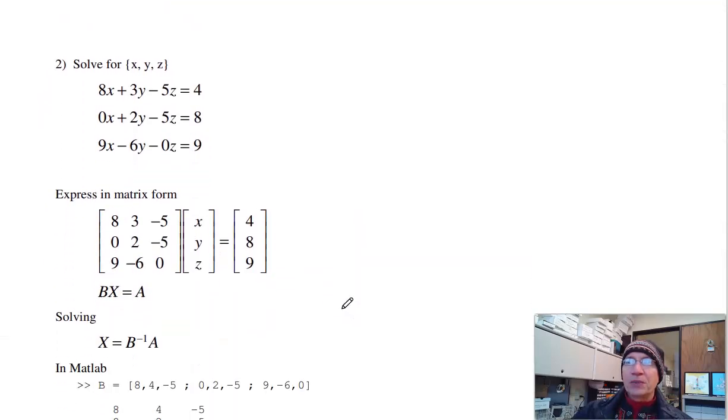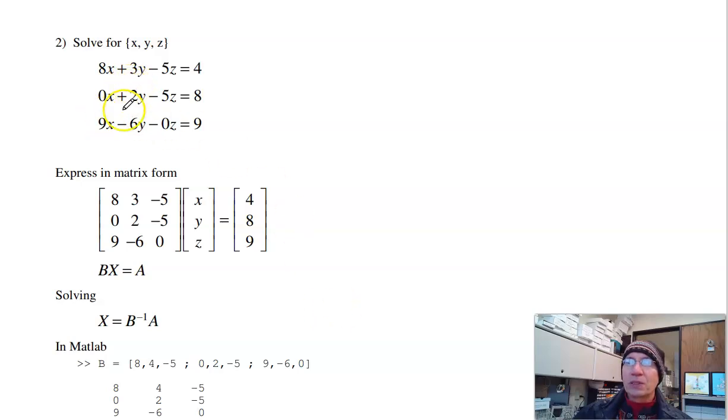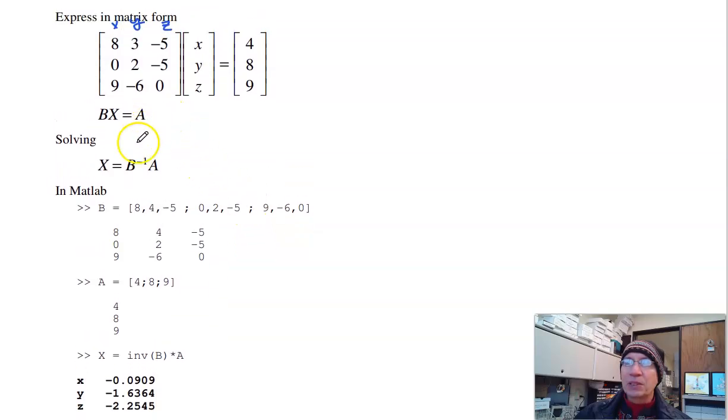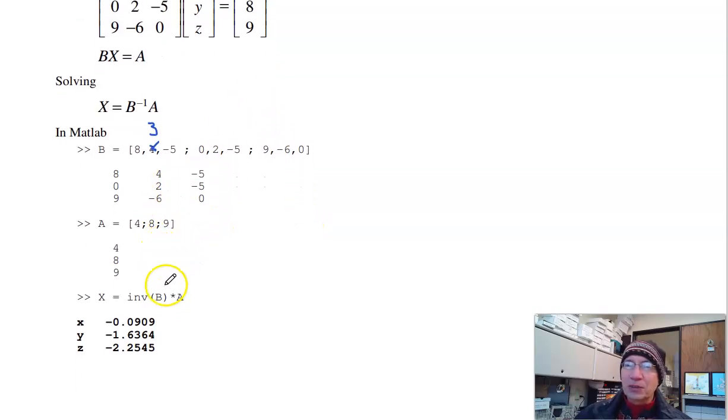If I have three equations, three unknowns, same procedure. I would put this in matrix form. Let's call that X, Y, Z. So first column is times X, second column is times Y, third column times Z. First equation is 8X plus 3Y minus 5Z is 4. Second equation, third equation. Same procedure. In Matlab, I input the B matrix. That's 8, and I got a typo here. That should be a 3. 3 minus 5, 0, 2 minus 5, 9 minus 6, 0. Your A matrix, and the wrong answer, because I typed the matrix in wrong, would be here.